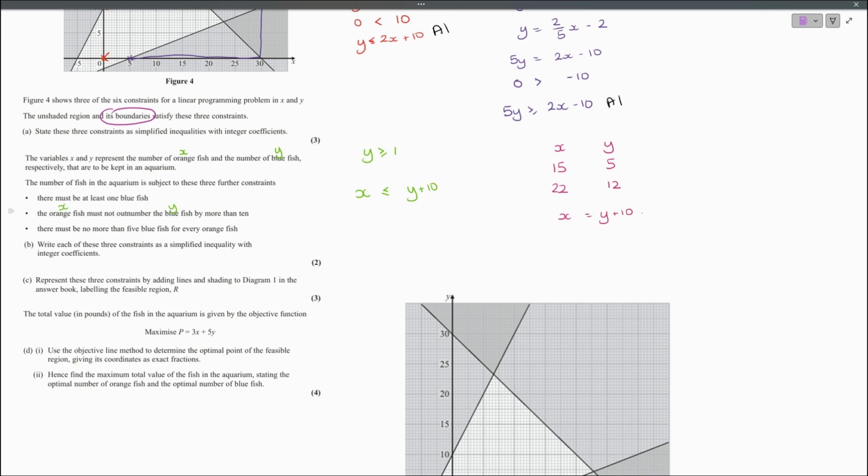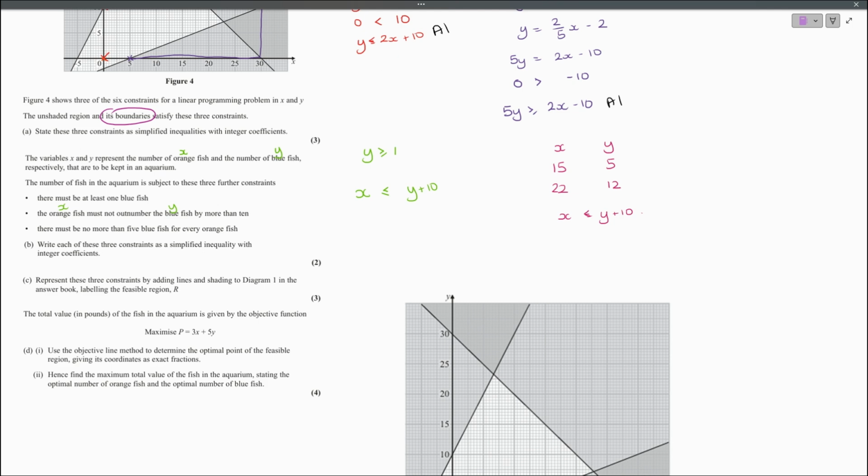And then I need to consider which direction the inequality falls. And in this case, this is the extreme value of the orange fish. I can actually have less orange fish, so that changes the inequality.